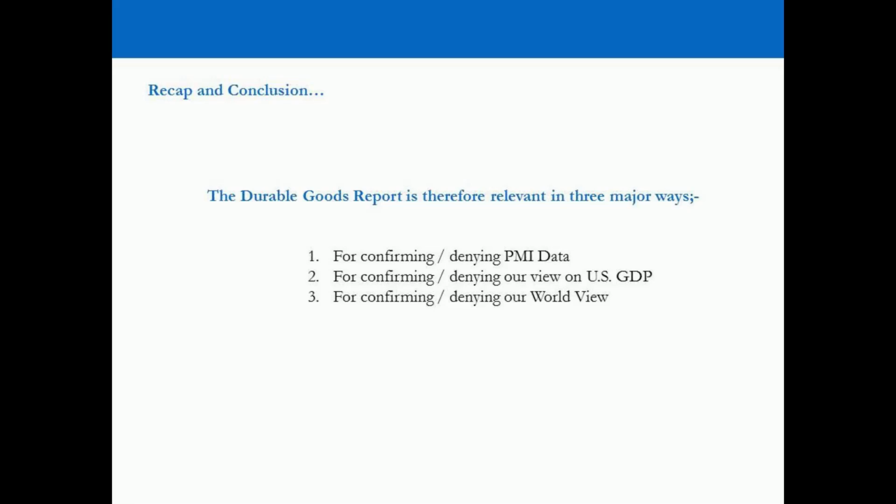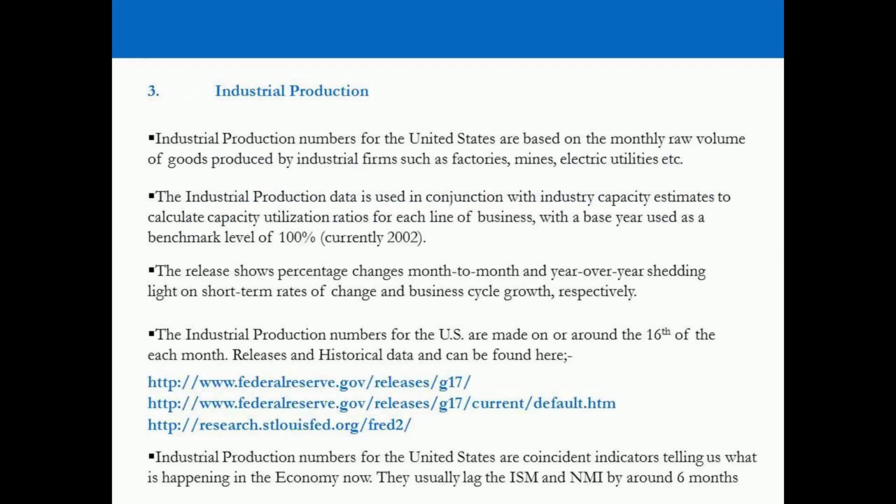But you'll get the spreadsheet, go through it, go on the internet, Google it, it's all public information, learn about the durable goods report. It's there to confirm or deny what you've seen 12 months previously in the manufacturing data, in the leading indicators, yeah? So confirming or denying PMI data, confirming or denying US GDP, confirming or denying your worldview.